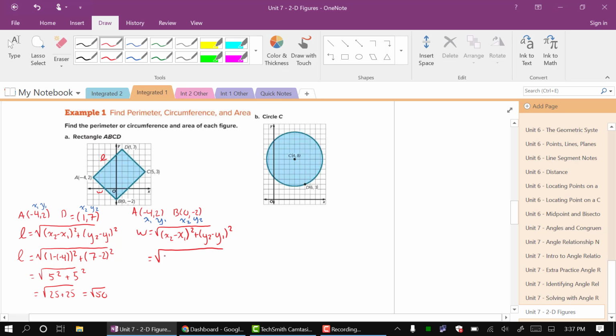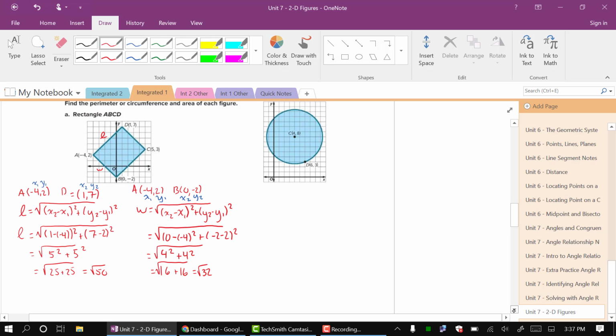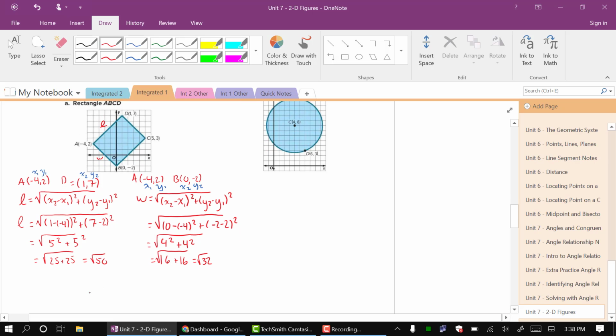So x2 is 0, x1 is -4, so 0 minus -4 squared plus y2 is -2 minus 2 squared. So I get the square root of 4 squared plus 4 squared. So that's going to give me 16 plus 16, which equals the square root of 32. So now we have the length and we have the width.